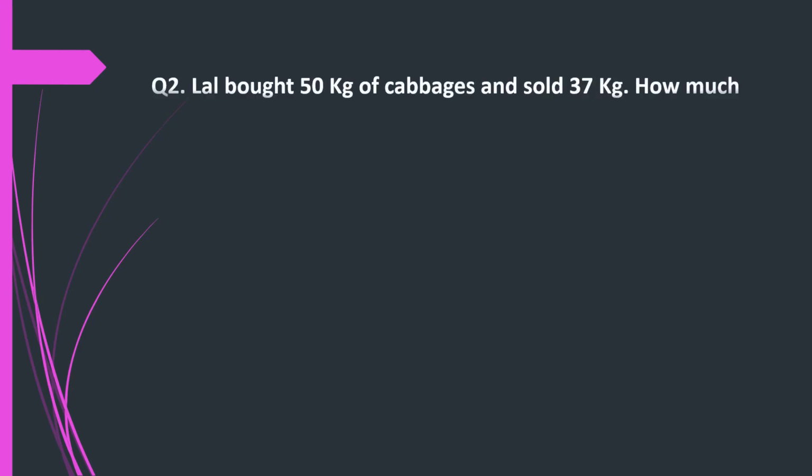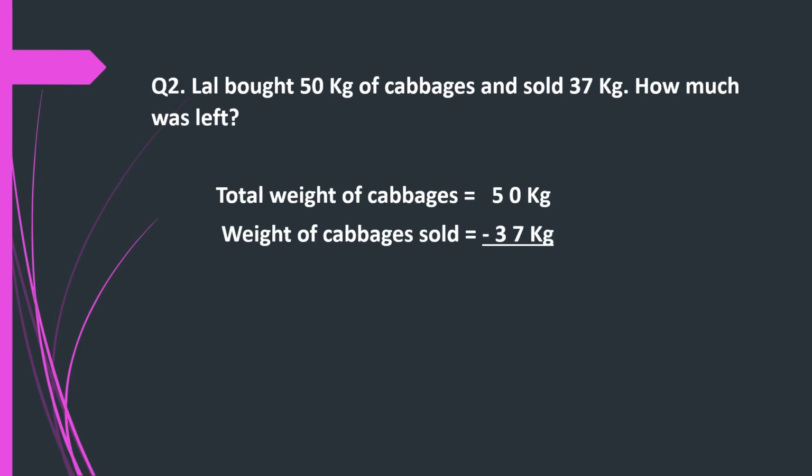Now see the question 2. Lal bought 50 kg of cabbages and sold 37 kg. How much was left? Now very simple, children. If total weight of cabbages is given to you and the total weight of cabbages sold is given, so how much was left? Left means subtraction. So write down the statement that total weight of cabbages 50 kg. Then the sold weight of cabbages, that is 37 kg. Subtract, children.